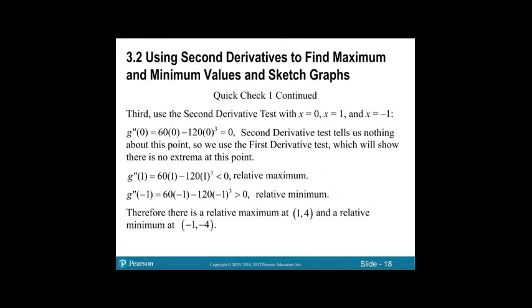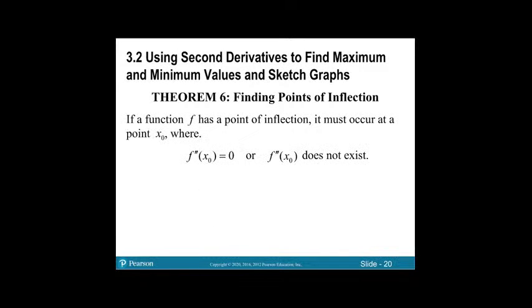Okay. So points of inflection, I know we already did one. I kind of introduced it already, but I guess it's a formal introduction. If a function has a point of inflection, it must occur at the point x naught where the second derivative is 0 or the second derivative does not exist, right? So the point of inflection is where a graph goes from concave up to concave down. And that's going to occur when the second derivative is either 0 or it does not exist.